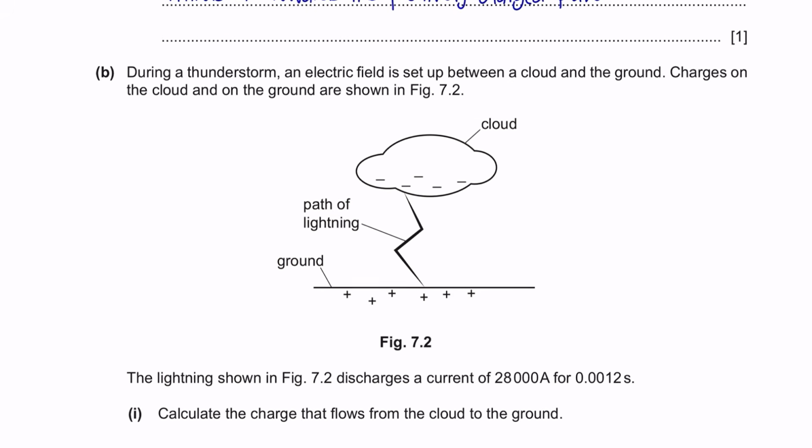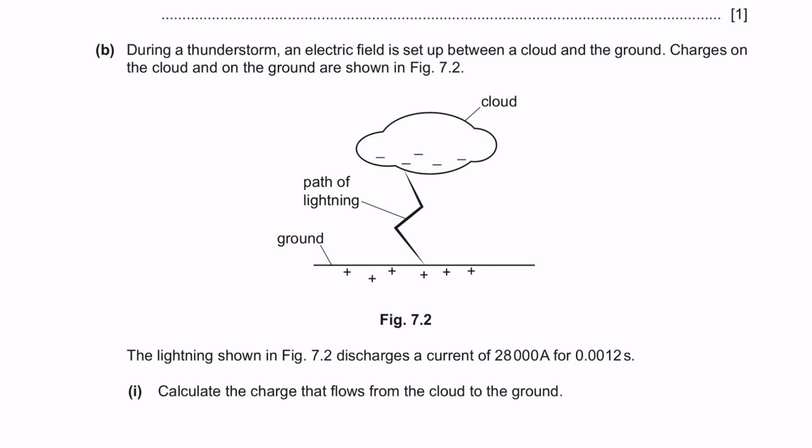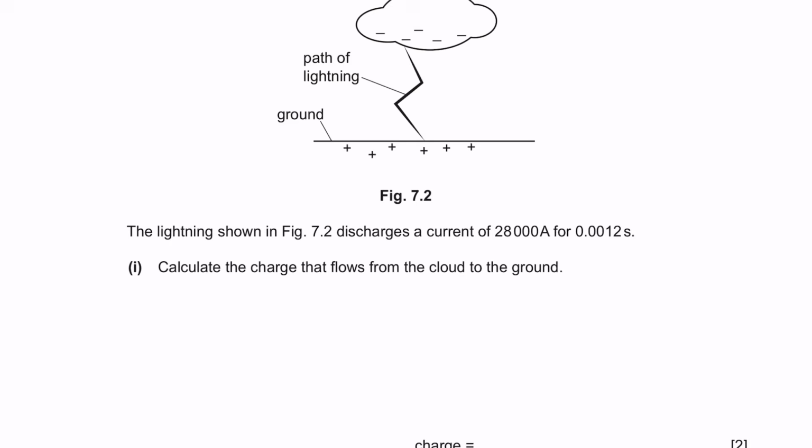Next question, part B. During a thunderstorm, an electric field is set up between a cloud and the ground. Charges on the cloud and on the ground are shown in Figure 7.2. The lightning shown in Figure 7.2 discharges a current of 28,000 ampere for 0.0012 seconds. Calculate the charge that flows from the cloud to the ground.